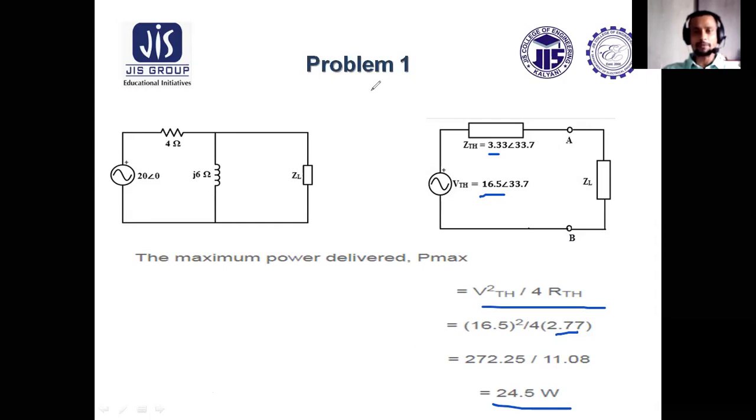So as of now, I'm ending here today. In the next class, we'll be moving towards Millman's and reciprocity theorem, another two theorems to determine current through or voltage across a branch, and the reciprocity theorem is somewhat different from these theorems. So we'll be discussing this in the next class.